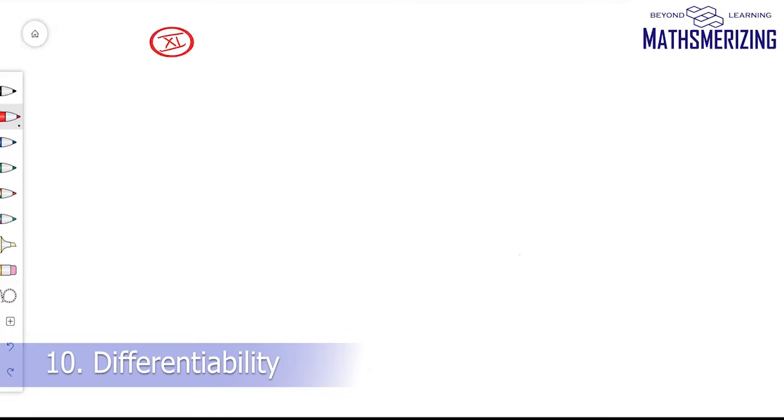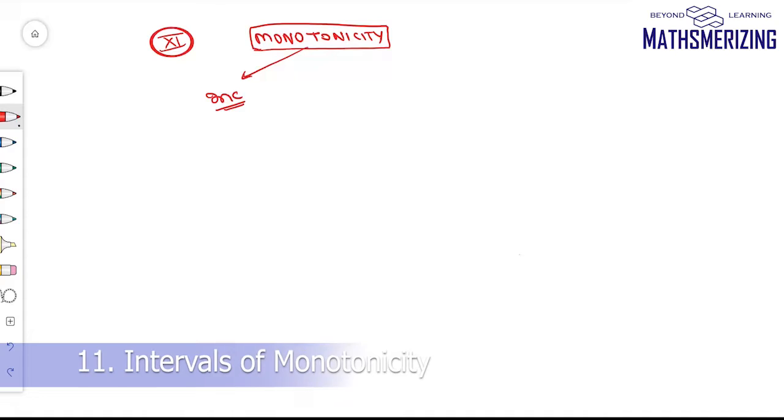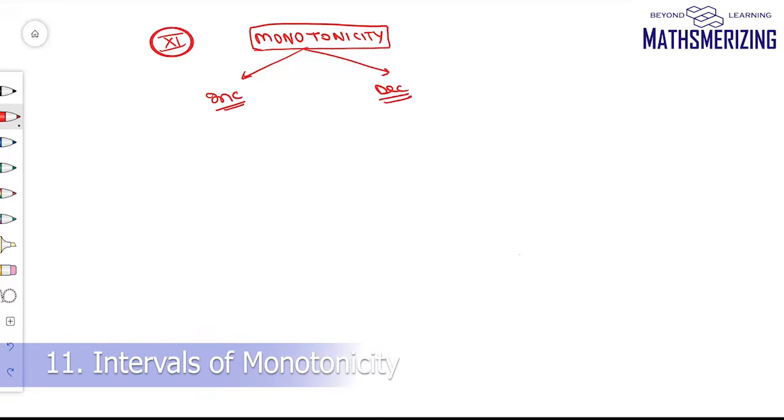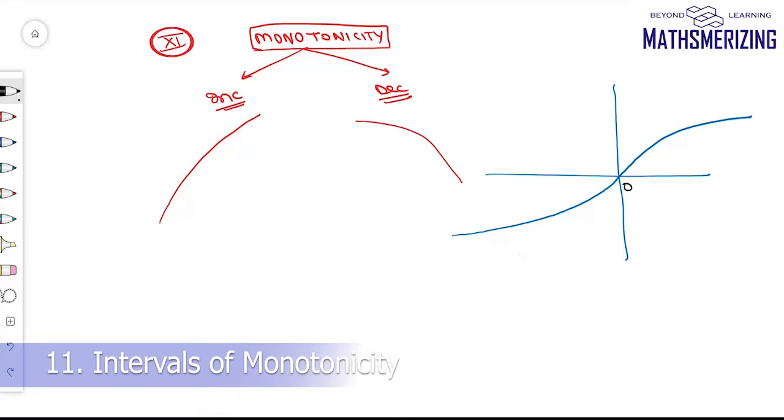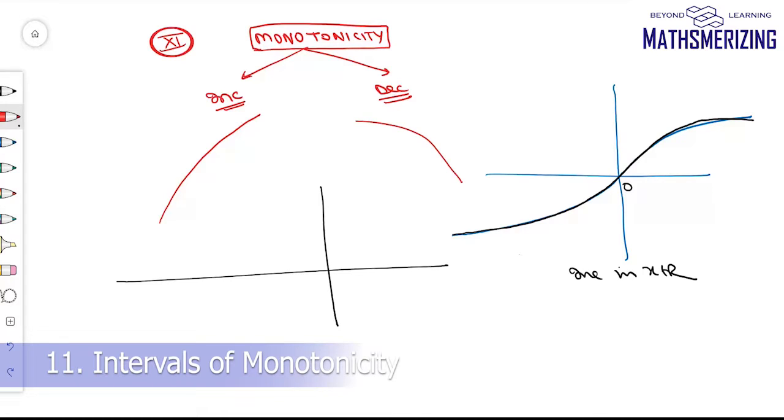Now the 11th thing that we can decide from the given graph is its interval of monotonicity. I can find the interval where this function is increasing, and I can also find the interval where this function is decreasing. If the value of the function increases, I'll say it is an increasing interval, and if the value of the function decreases, I'll say it's a decreasing interval. I'm given this function, and when I look at it, it increases for all values. As the value of x increases, the value of y also increases. So I'll say it is increasing for x belongs to R.